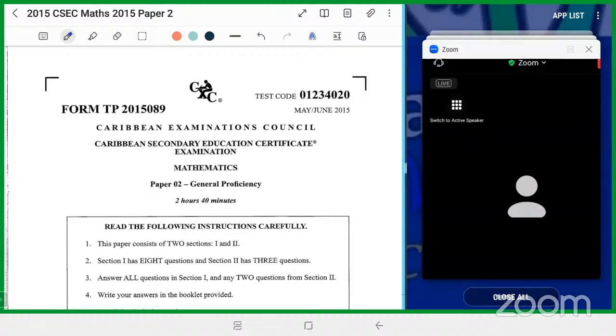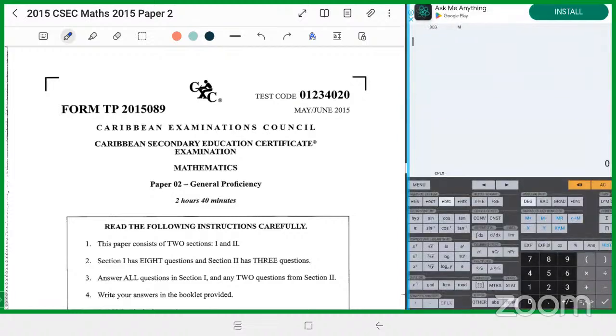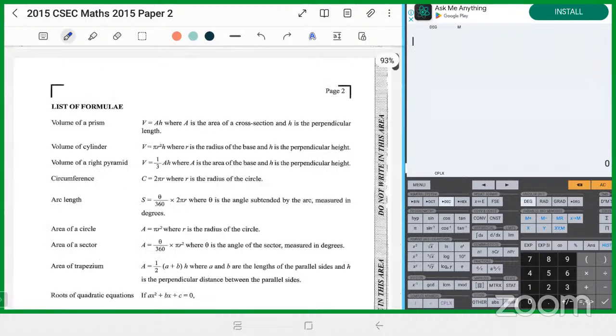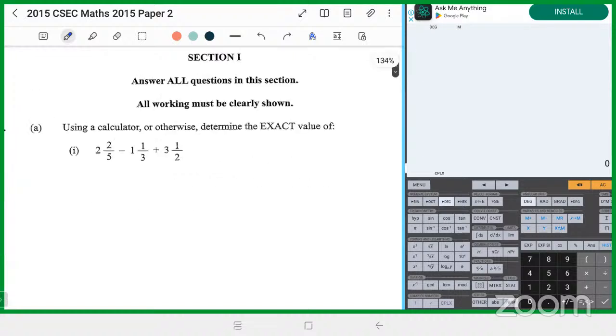All right, guys, so this is the 2015 exam paper. It's the June 2015 exam paper, paper 2. Let's just get cracking. Start at number 1. I bring up the calculator because usually number 1 is a calculator question, calculating some fractions and stuff. It says using a calculator or otherwise, you have to calculate the exact value of this.